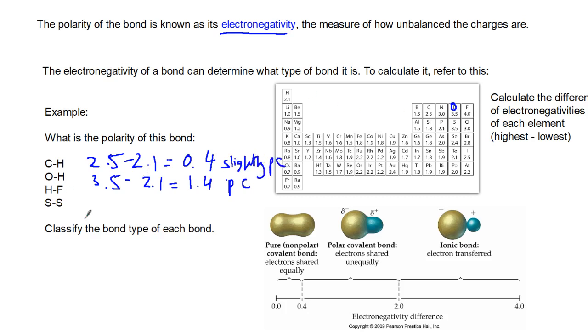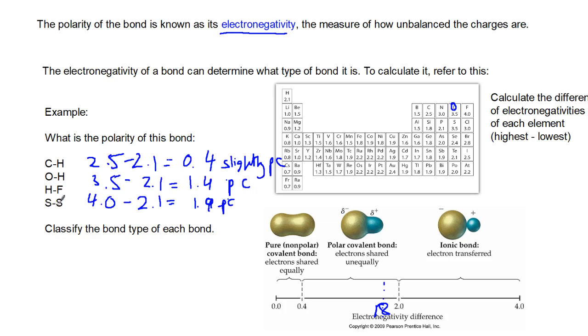Hydrogen and fluorine, which is the bond that we just witnessed. That's 4.0 minus 2.1, which is 1.9. So this is polar covalent, which is nearly ionic, but it's not ionic yet, right? In some textbooks, it'll be 1.8, right? 1.8, and it would be ionic, but we're going to the 2.0 standard, which means it's not ionic, right?